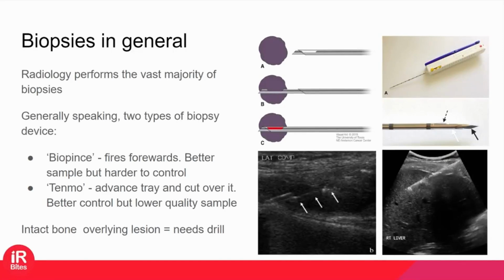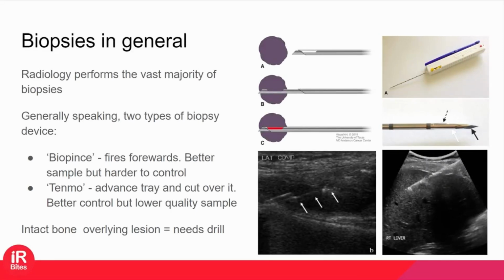Whereas with a tru-cut device, what you do is you advance a tray and then cut over it. If you look at the top left image there, picture A is what you do. You park the end of the device just in front of the lesion. You then advance a tray, so you know exactly where the end of that tray is, and the bit before the tray is the tissue that you grab. So you're a bit more secure in exactly where you're taking the tissue from, but at the cost of a lower quality sample. Different radiologists have different preferences in what they take.